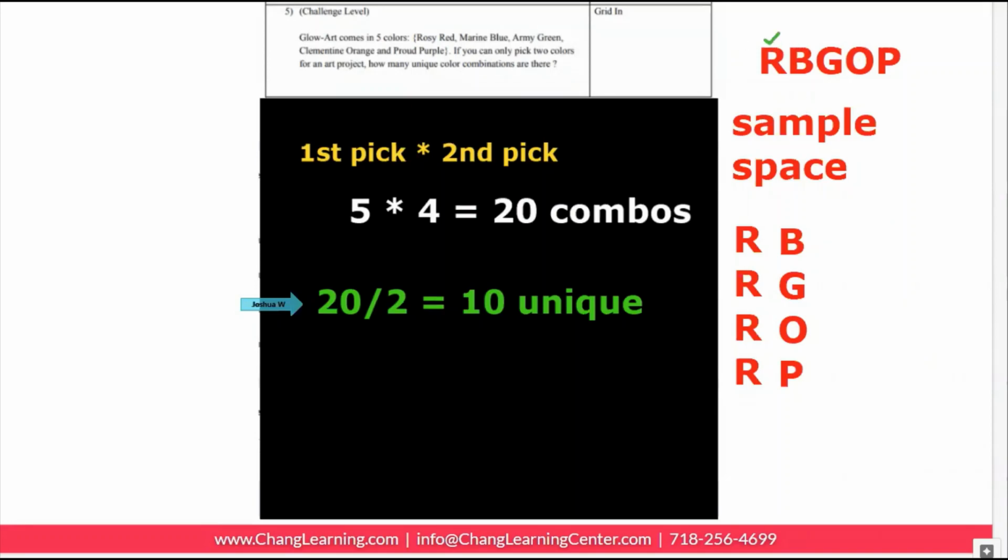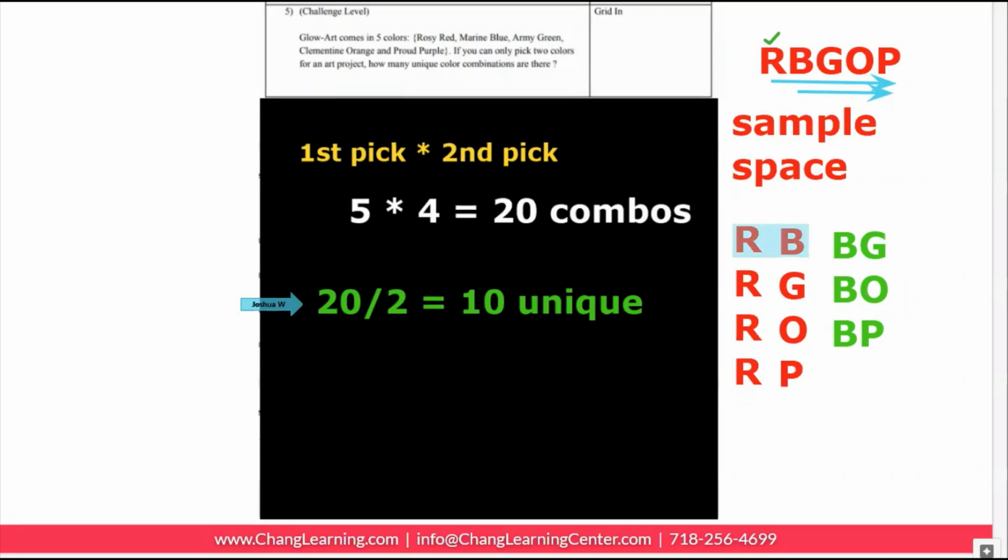So for the next color, we'd start with blue and go to the right. So the colors would be blue green, blue orange, or blue purple. We already have done red blue, which is the same as blue red. So just make sure that you don't rewrite it again because we've already taken care of that combination. Red blue would be the same as blue red, so just look to the right.